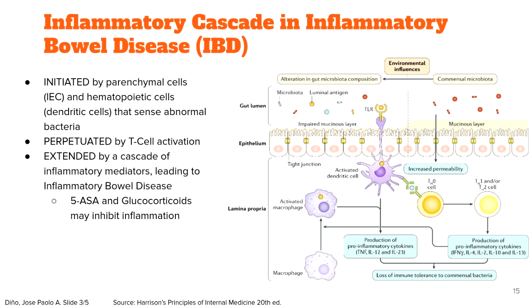And next, it is perpetuated by the T cell activation. If you look at the diagram, the purple dendritic cell in the middle leads to the activation of the T cells. After the T cells are activated, the cascade is extended by inflammatory mediators, and these lead to the inflammatory bowel disease. It is also important to note that 5-ASA as well as glucocorticoids may inhibit the inflammation. Okay, so the next slide.